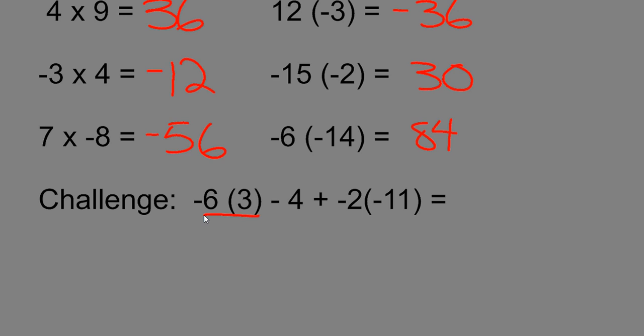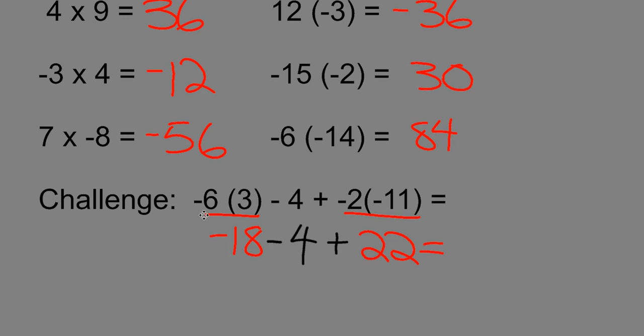Remember to use order of operations when you're doing this problem. First, do your multiplication and division from left to right. Here we have a negative times a positive, so we get a negative answer. And over here we have a negative times a negative, so we actually get a positive answer. Everything else is just going to come right back down.